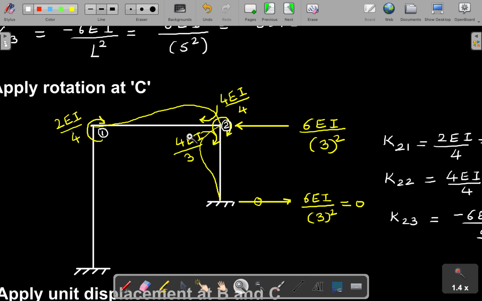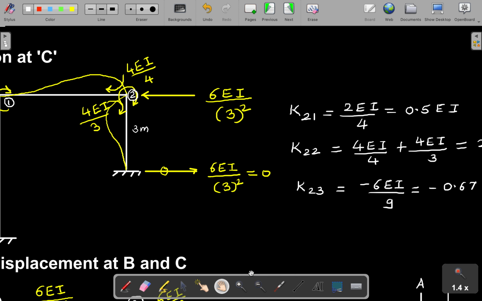Now the reaction, if you see, it is in clockwise direction. So to resist that, there has to be an anti-clockwise direction reaction. So here 6EI by L square, where L is 3 meters. So that we have written here. And here it is a fixity, so we are showing it as 0. Now let's write down all the coefficients here.